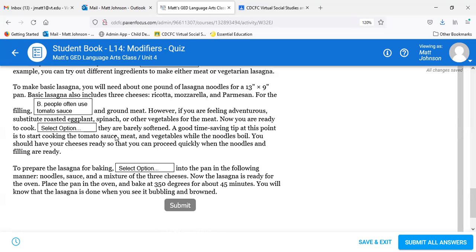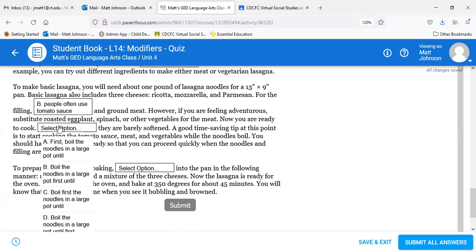and ground meat. However, if you are feeling adventurous, substitute roasted eggplant, spinach, or other vegetables for the meat. Now you are ready to cook. First, let's see here, how do we want to start this sentence? So first, comma, boil the noodles in a large pot until they are barely softened.